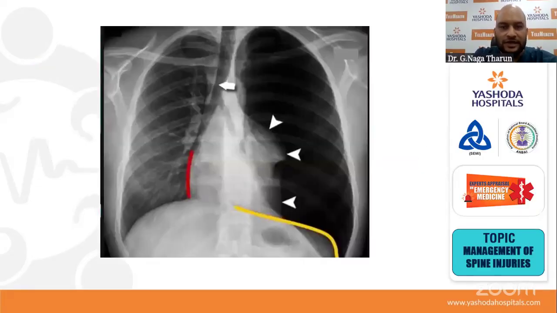Here in this X-ray, we can see the left lung is totally collapsed. The bronchovascular markings are gone. On the left side there is a massive pneumothorax, a tension pneumothorax, and the trachea is deviated to the right side in this X-ray.